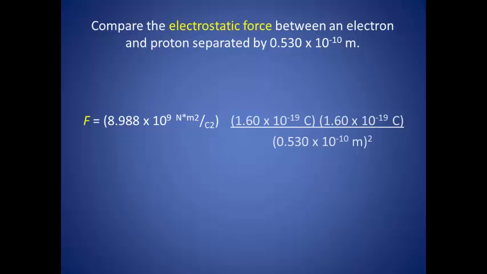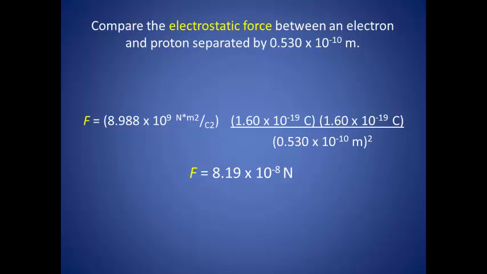The charge on an electron is 1.60 times 10 to the negative 19th coulombs, as is the charge on a proton. Since we are ending in an absolute value anyway, we don't really need to worry about the sign of the charge. We also know the average distance between the two as 0.530 times 10 to the negative 10th meters. Plugging all that in, we get 8.19 times 10 to the negative 8th newtons.